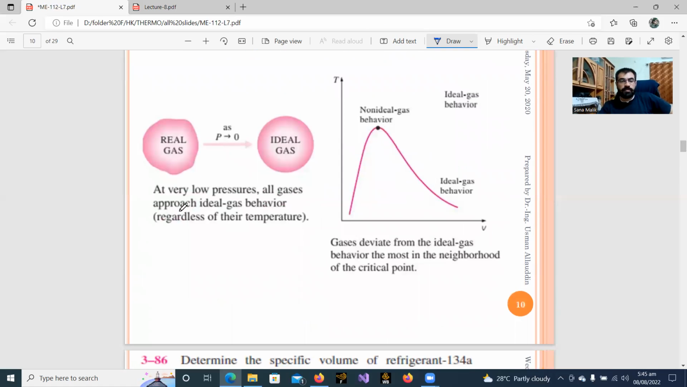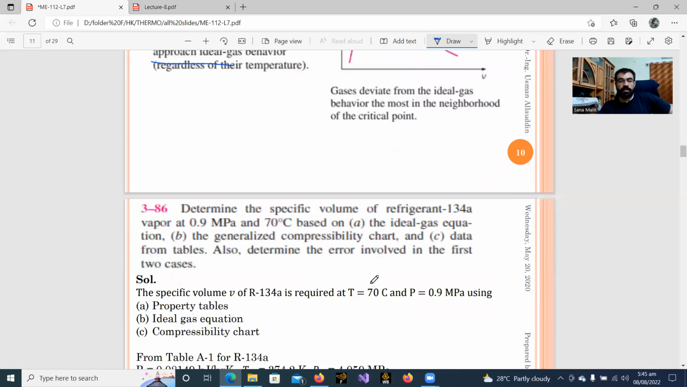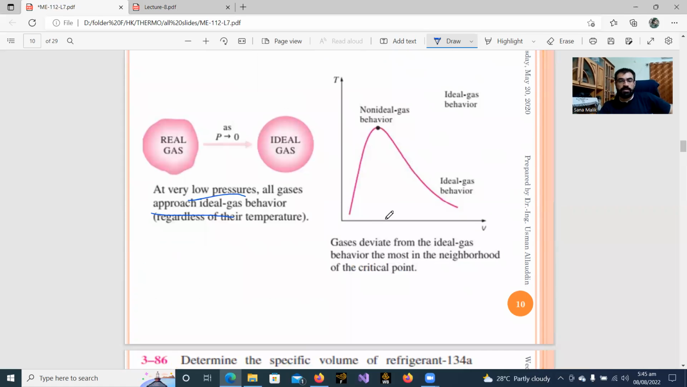At very low pressures, all gases approach ideal gas behavior. As for non-ideal gas behavior, gases deviate from the ideal gas behavior the most in the neighborhood of the critical point. So this is the point of most deviation for the gases from the ideal gas behavior.